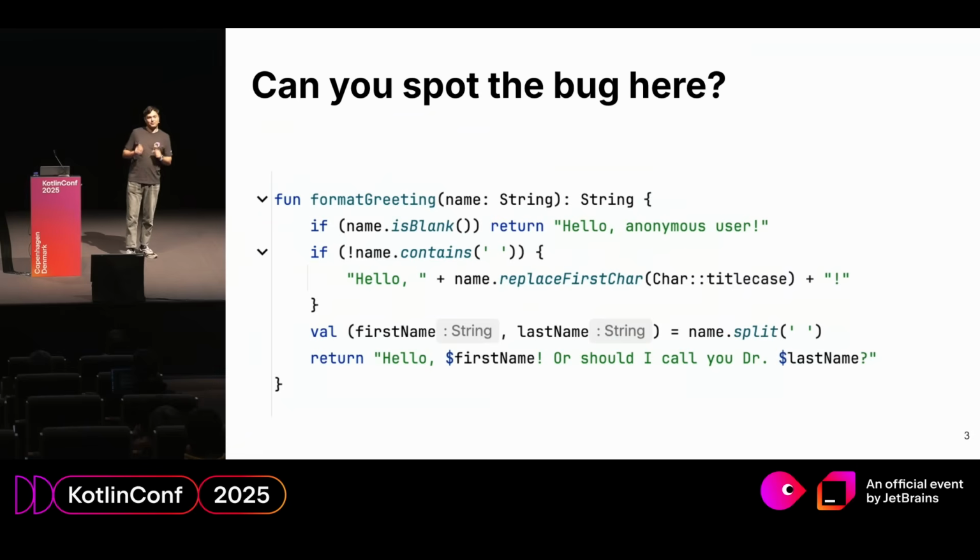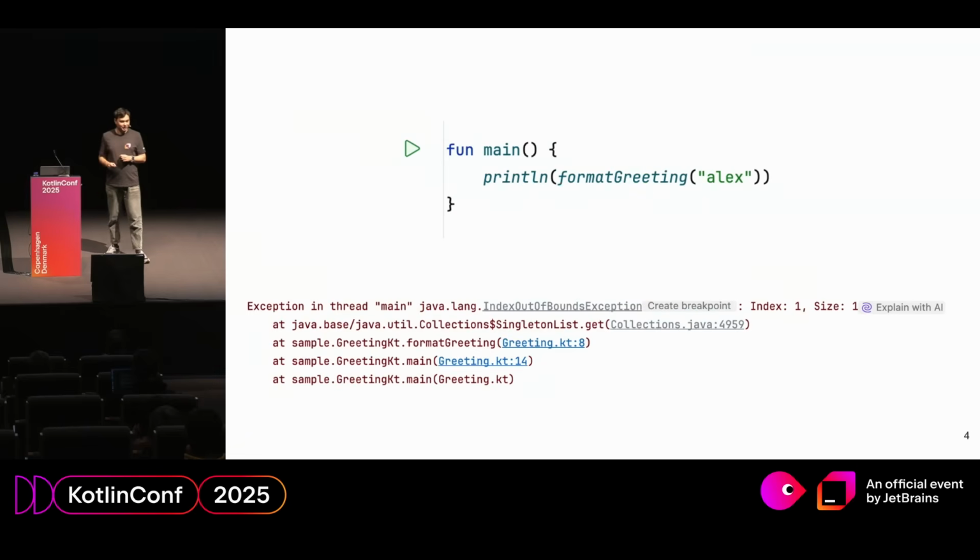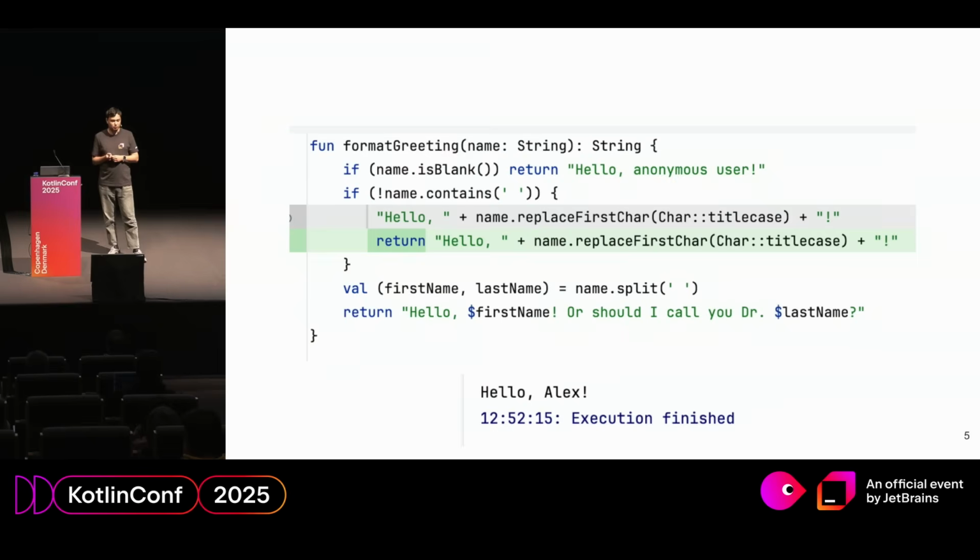Great, so about half the audience. You're right. If we run this code, trying to format a greeting for the name Alex, then we get an index out of bounds exception that says we tried to access index 1 in an array which has only one element. Of course, we can ask our wonderful JetBrains AI Assistant to explain this stack trace to us, or ask Junie to fix this problem, but the fix is quite easy to come up with on your own.